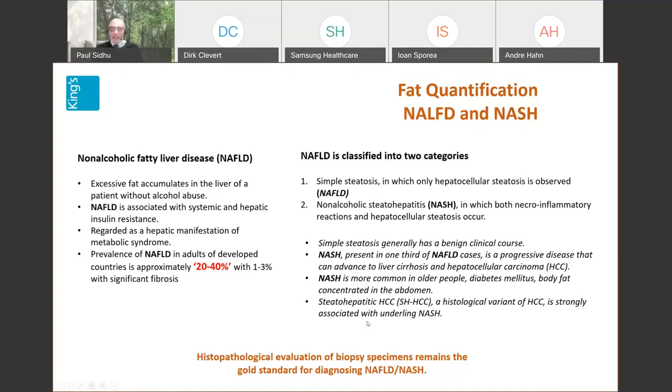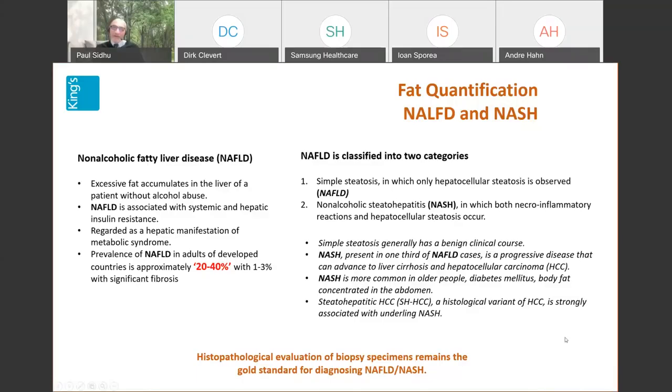Simple steatosis has generally a benign clinical course. NASH, which may be present in up to a third of cases, is progressive and can advance to liver cirrhosis, more importantly to hepatocellular carcinoma. And NASH is more common in older people, those with diabetes, and those with body fat concentrated in the abdomen.